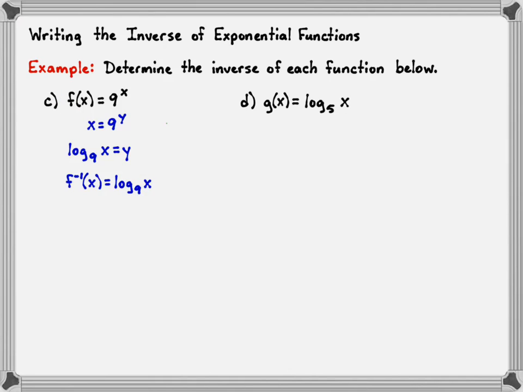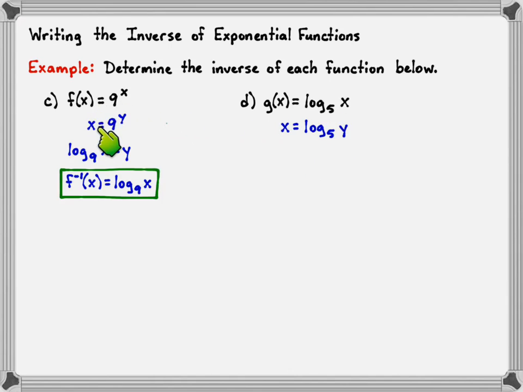All right, for part D, how do we get y by itself? Well, this is a little bit backwards. This has a log in it. How do I get rid of a log? Well, the first thing we have to do is swap out our x and y's. So it's going to say x equals log base 5 of y. Well, how do I get rid of that log? What's the opposite of log? The opposite of log is an exponential. So we're going to rewrite this in exponential form.